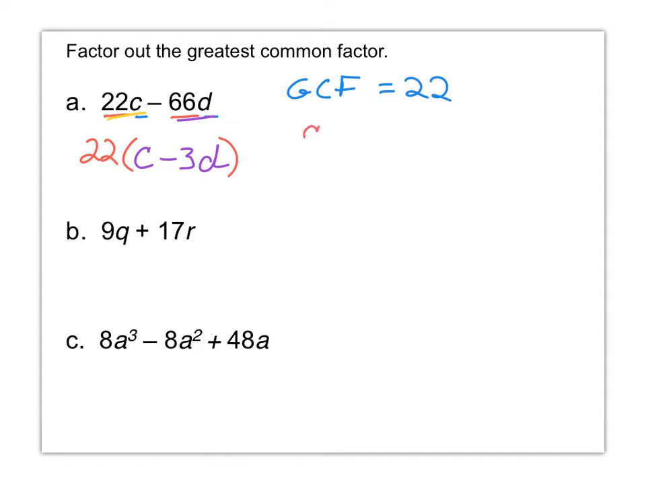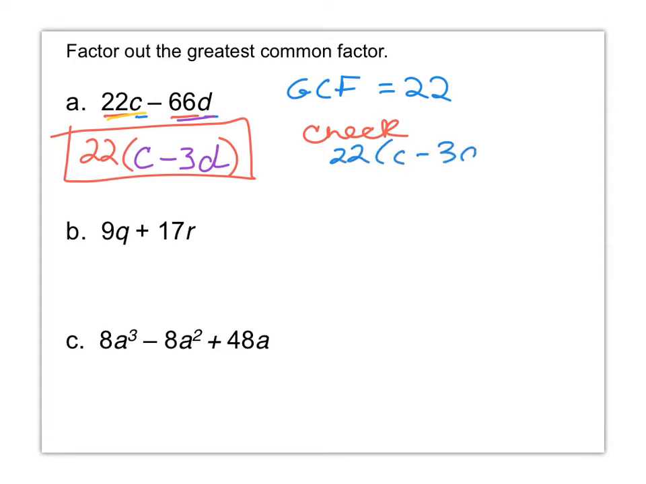Checking. The check step here is found by multiplying. Since the factoring undoes the multiplying, when we take your answer to check, we do the distributive property, multiply, and see if we get our original problem. 22 times the quantity c minus 3d. We're going to use the distributive property: 22 times c to get 22c, and 22 times negative 3d gives us negative 66d. And that's what we started off with.